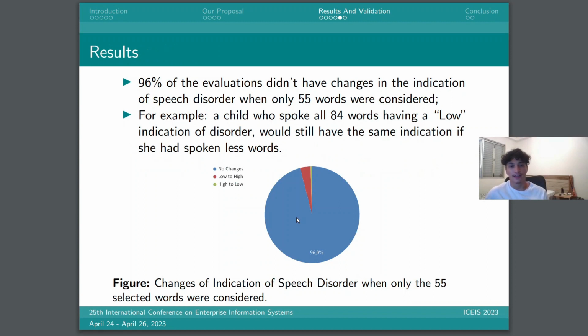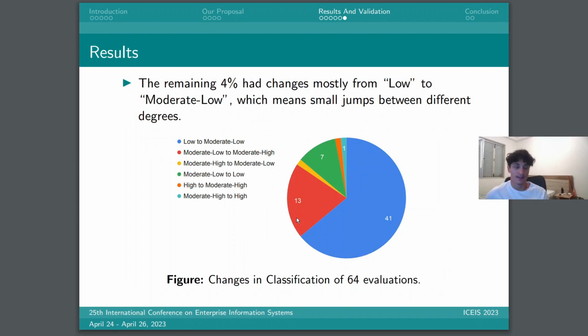So we found that 96% of the evaluations didn't have changes in the indication of speech disorder when only 55 words were used. For example, a child who spoke 84 words having a low indication of disorder would still have the same indication if she had spoken fewer words. The remaining 4% had changes mostly from low to moderate low, which means small jumps between different degrees.